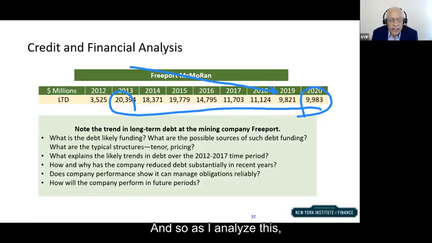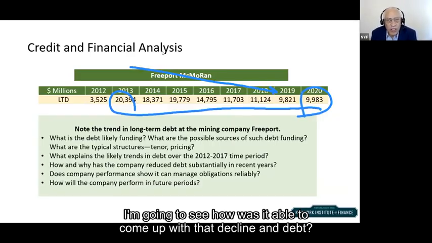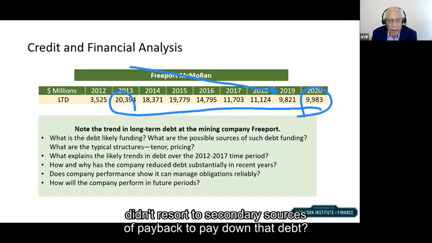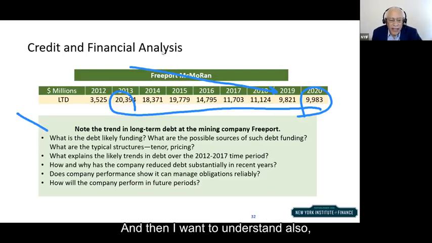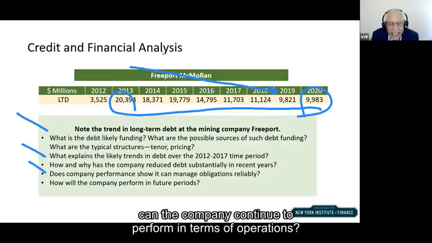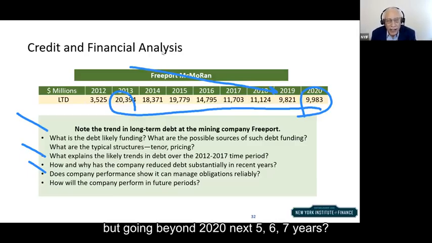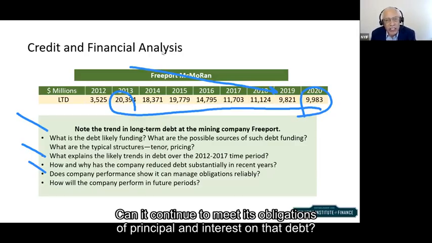And so as I analyze this, I'm going to see, how was it able to come up with that decline in debt? Did it use operating cash flow, cash reserves, or did it resort to secondary sources of payback to pay down that debt? And then I want to understand also, can the company continue to sustain performance, not just looking at the past, but going beyond 2020, the next 5, 6, 7 years, can it continue to meet its obligations of principal and interest on that debt?